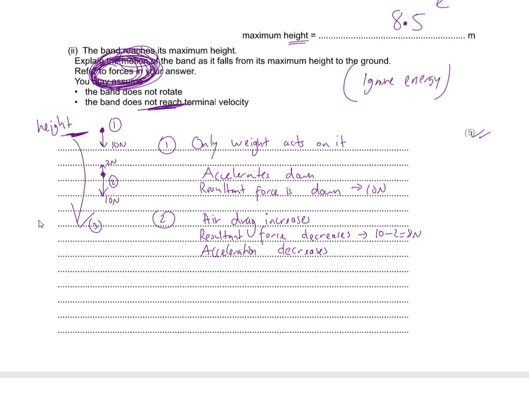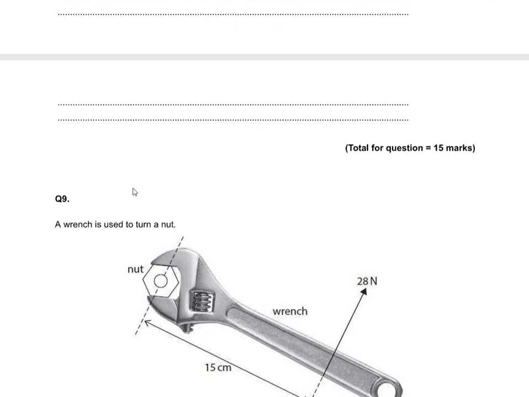So we mentioned the weight acts on it. Fair enough. We mentioned it accelerates down. The resultant force: air drag increases, air resistance increases, resultant force decreases, acceleration decreases. You got clause. Let's move to the next one.